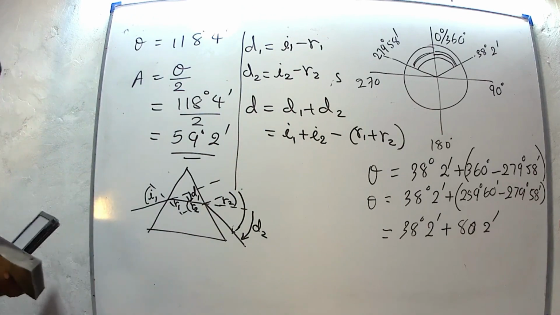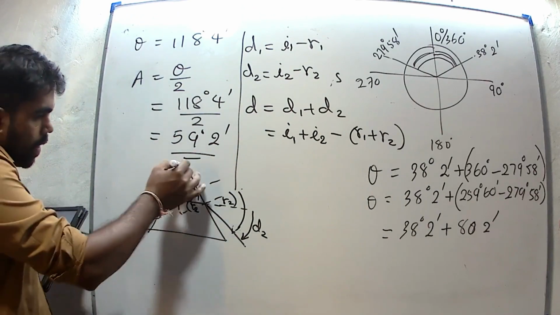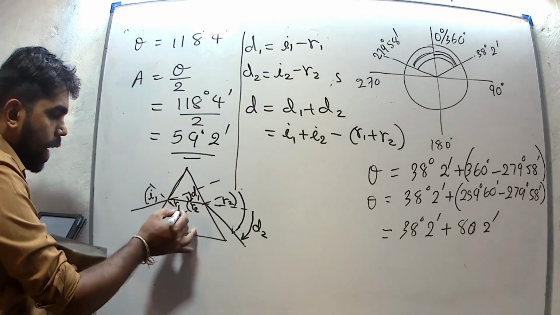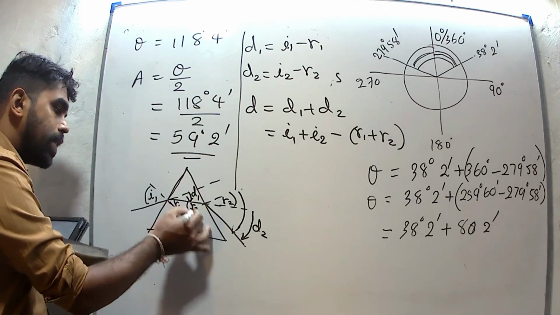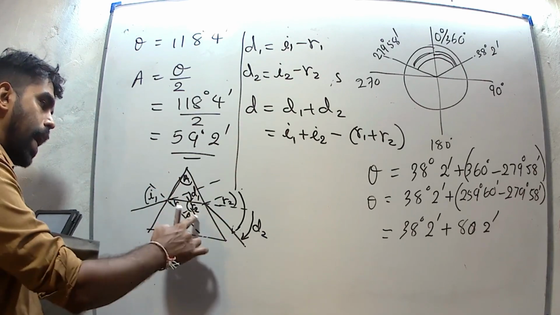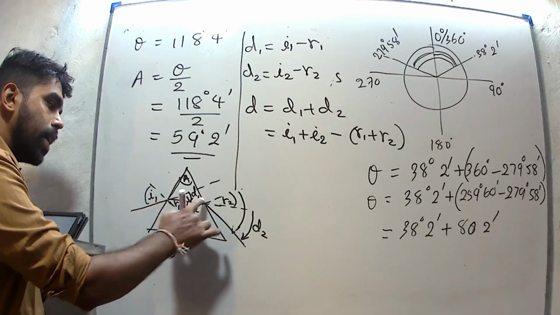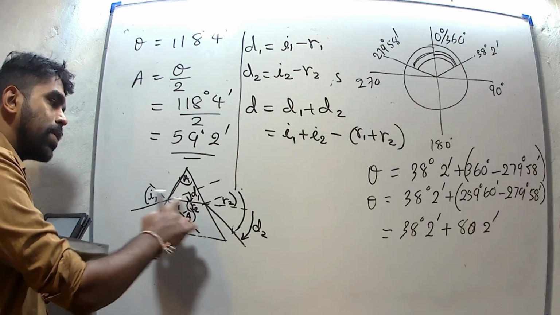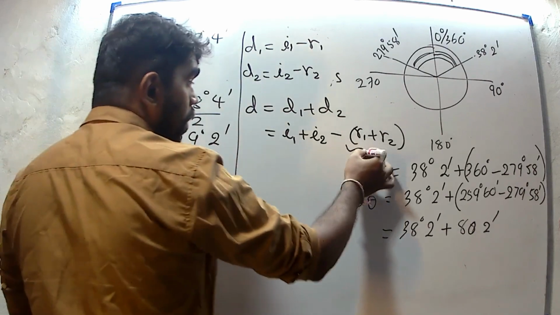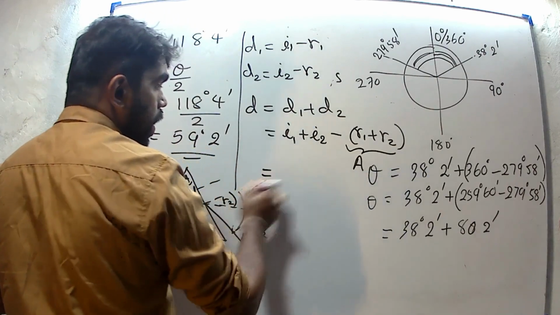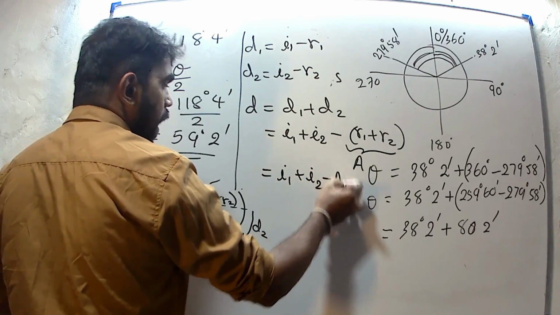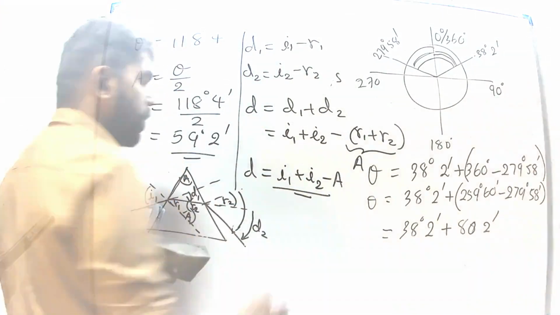And we know that this is a cyclic quadrilateral. Therefore, this exterior angle is equal to the interior opposite angle. And we can consider this small triangle. Exterior angle equals the sum of interior opposite angles. Then this value is the sum, this angle A. Then we can write I1 plus I2 minus A as the total deviation.